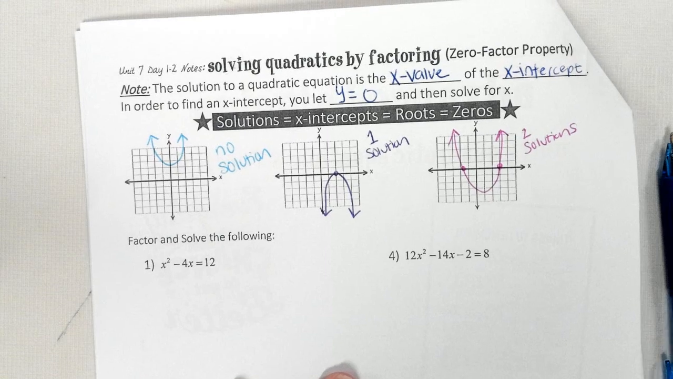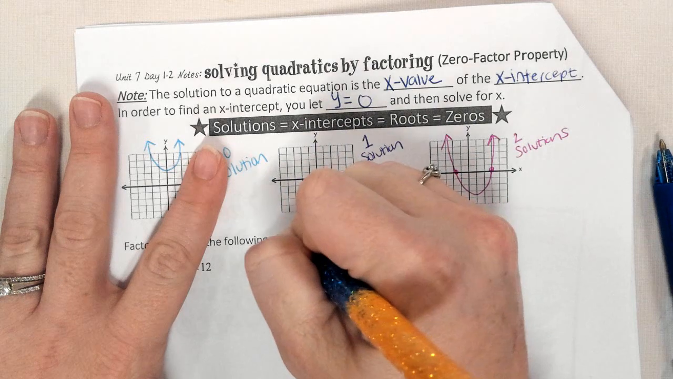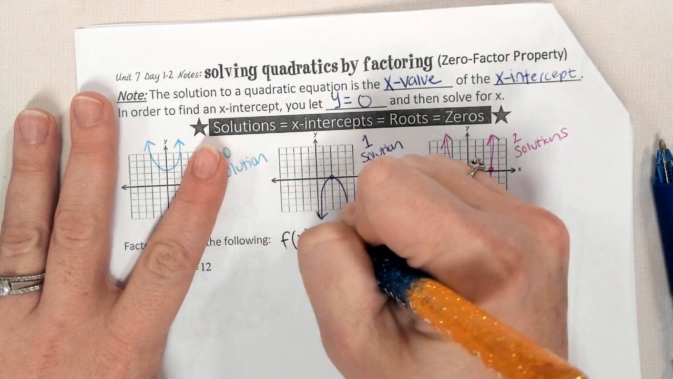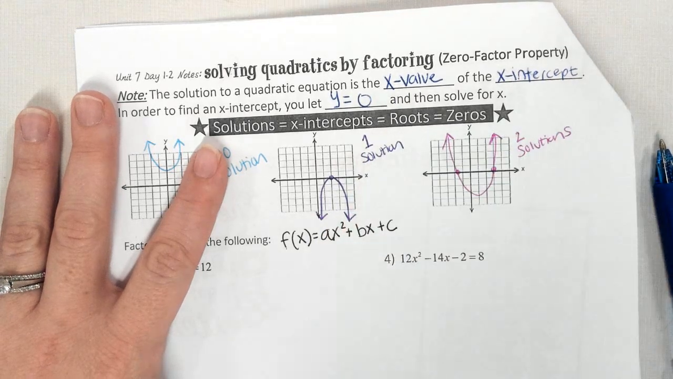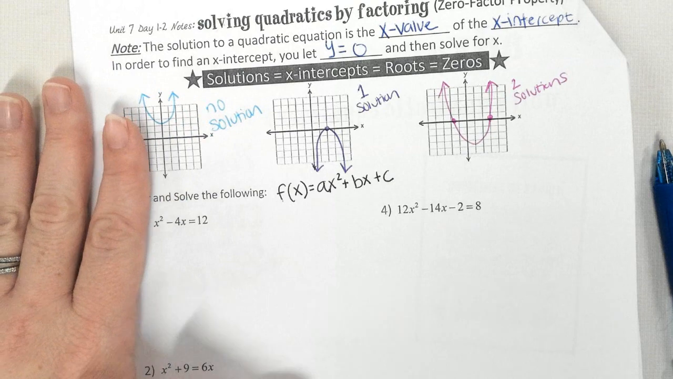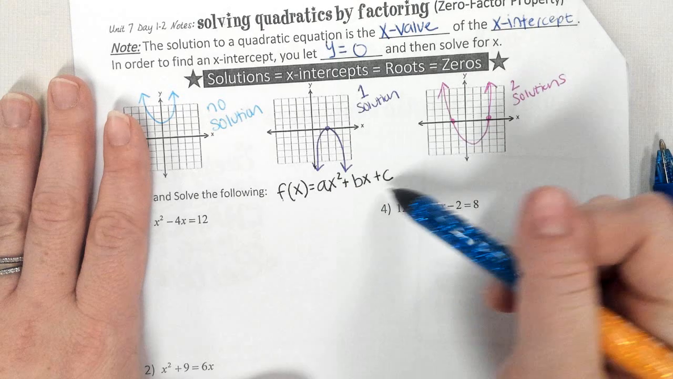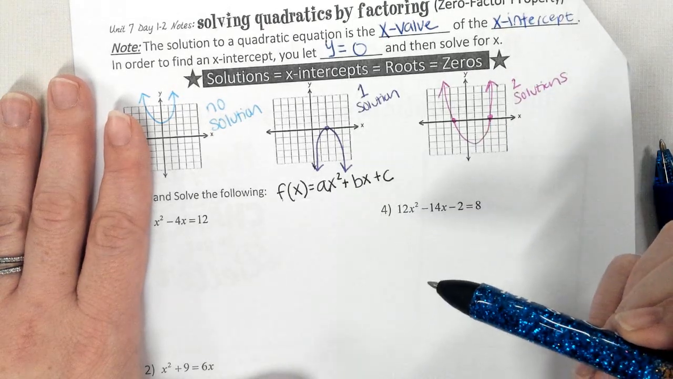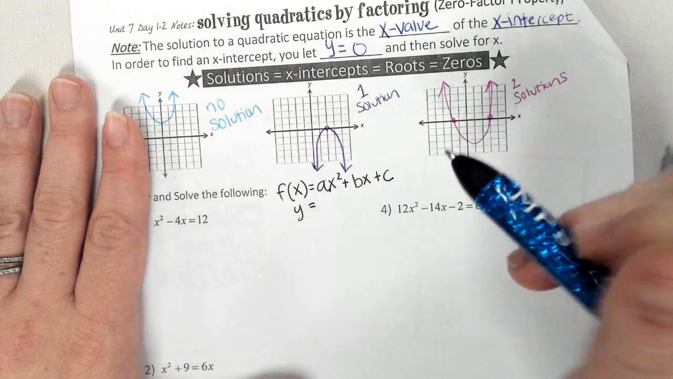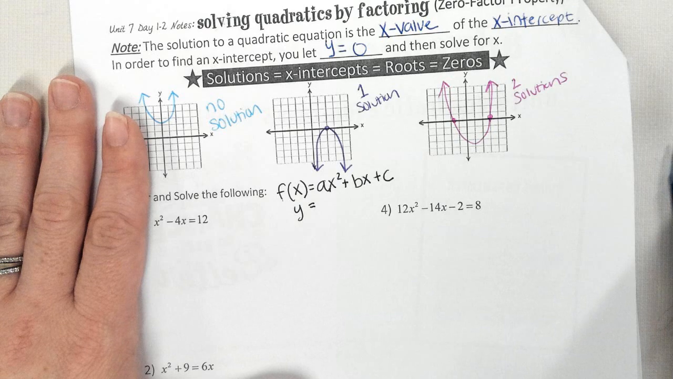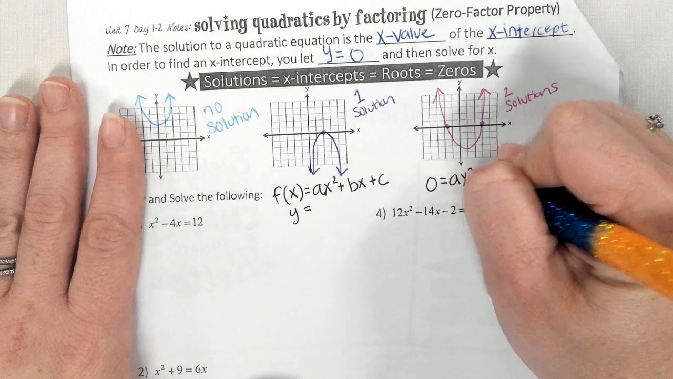A key thing to remember is that we know quadratics are functions. So you might see it written like this: f of x equals ax squared plus bx plus c. That's just our quadratic standard form. Obviously there would be numbers instead of a, b, and c. But we could see it written like that. What does f of x mean? It's just y. That's the same thing as saying y equals. Well, what did we say at the top that we want y to equal? 0. So we want all of our equations to be set equal to 0.